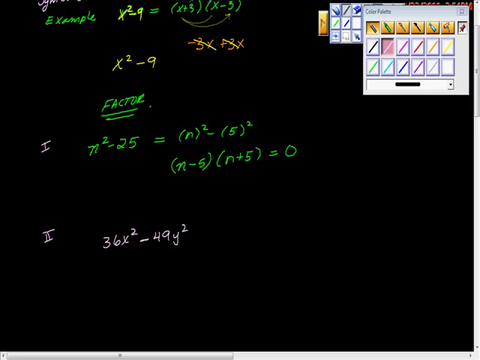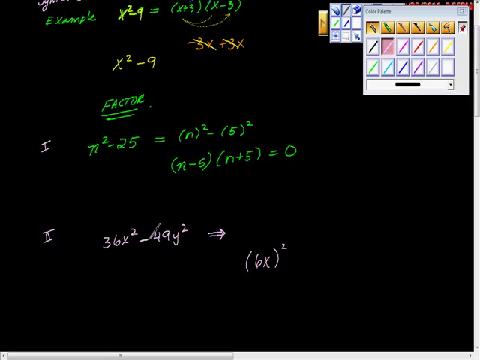And we have a difference, right? That's this right here. So the way I'm looking at this is this. I'm looking at 36 as 6 squared. And I'm looking at x squared as x squared. Right? And we can just rewrite that as 6x squared, because this exponent will distribute from here to here, so this will go to 6 squared, x squared, right?